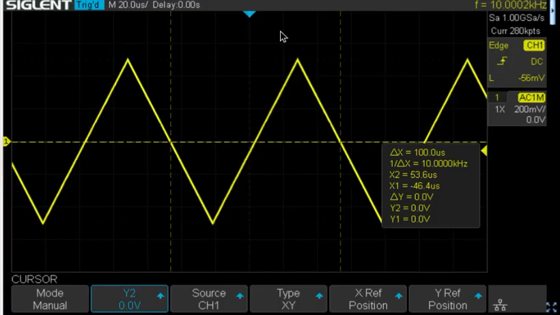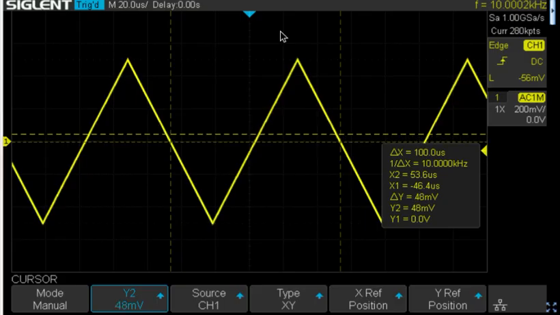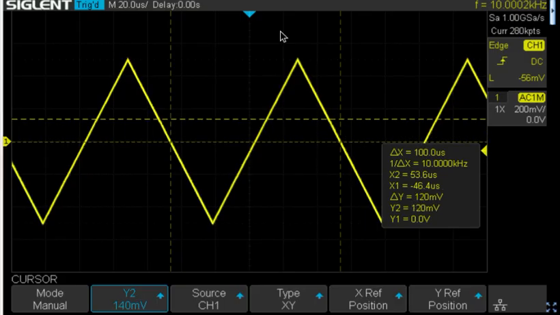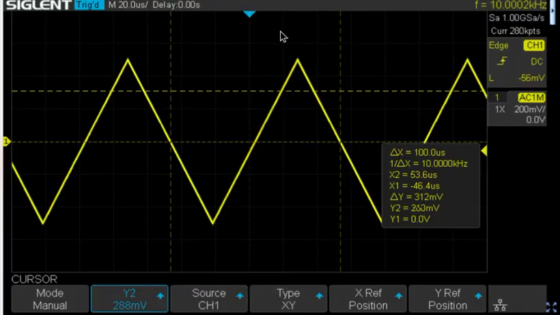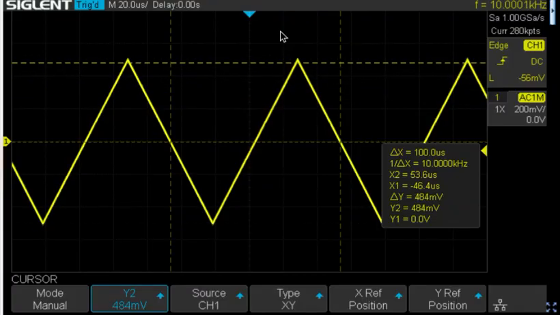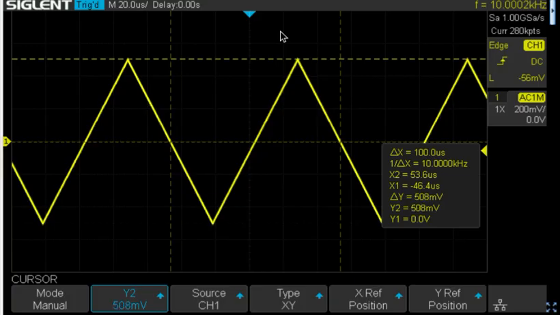So let's continue to adjust that one, this one upwards. If we measure that right up to that positive peak, that cursor is positionally Y2 at 508 millivolts. Y1 is still on the zero, so that's 508 millivolts up. That's the peak voltage.